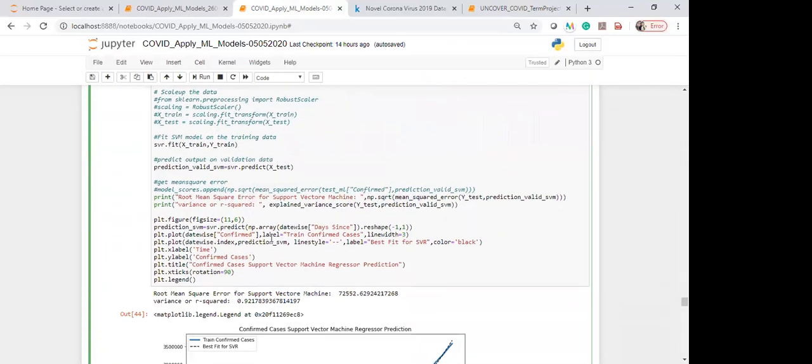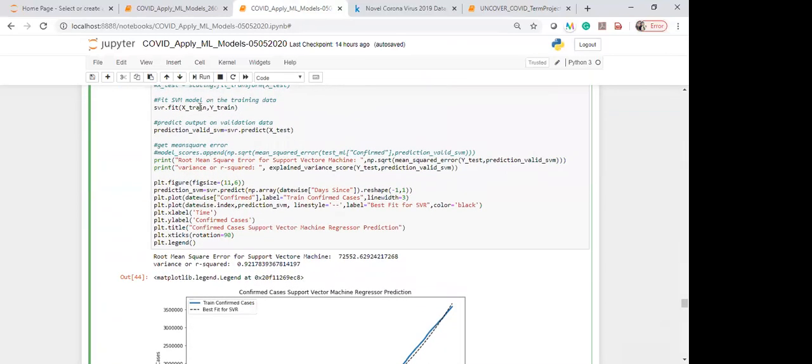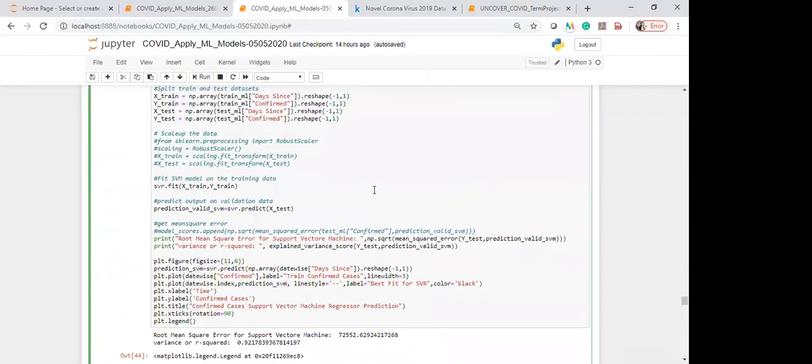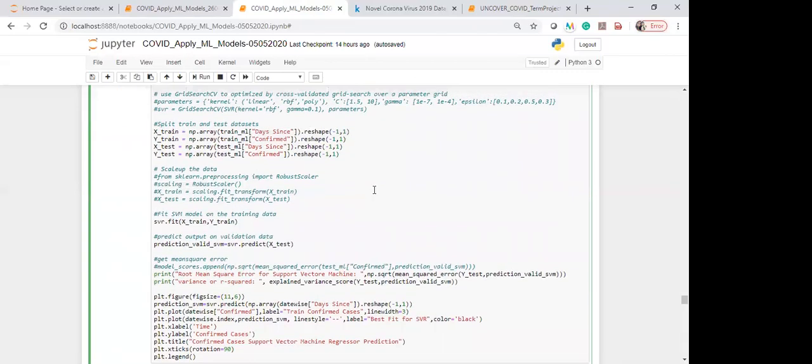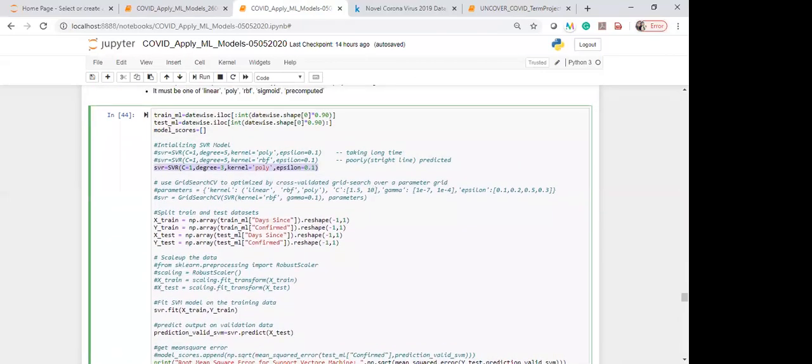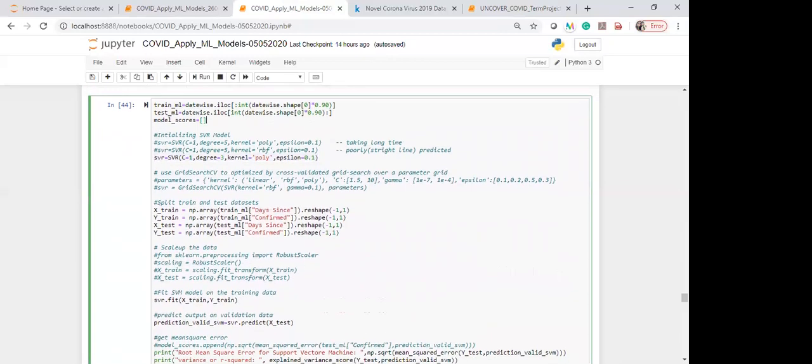Okay, let me talk about the test and train subsets here. I've used 90% and 10%. So this is where I split the data, 90% for training and 10% for test.